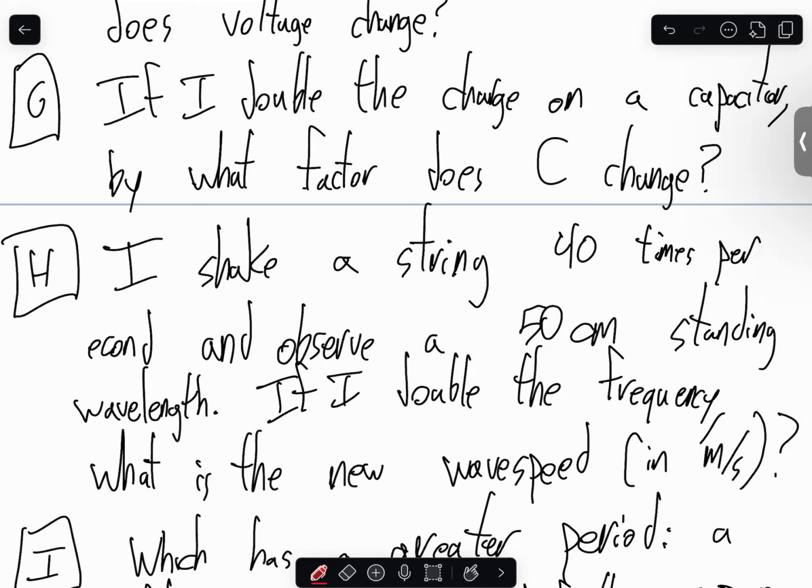Follow up, what is the wave speed? How do I get the wave speed? V equals F lambda. That's the equation that we had before, right? What's F now? 80. What's lambda now? Not still 50. Actually, for that matter, I don't need to know what F is now. All I need to know is F didn't change. F was 40 when wavelength was half a meter. Bam, 20 meters per second. You don't even need to think about I doubled the frequency. The wave speed didn't change.